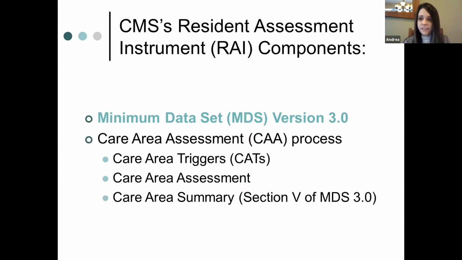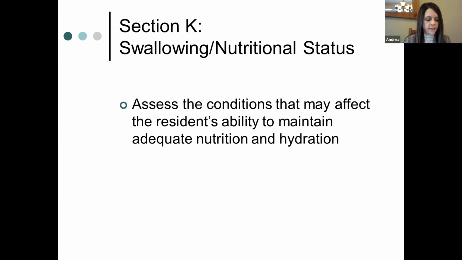There's a lot of information in that RAI manual. We're going to concentrate today on those minimum data set questions, and then also briefly talk about the CAAS process at the end, and that will lead into part 2, Amy's presentation next. I did include just one handout, that is the Section K, Swallowing Nutritional Status tool.